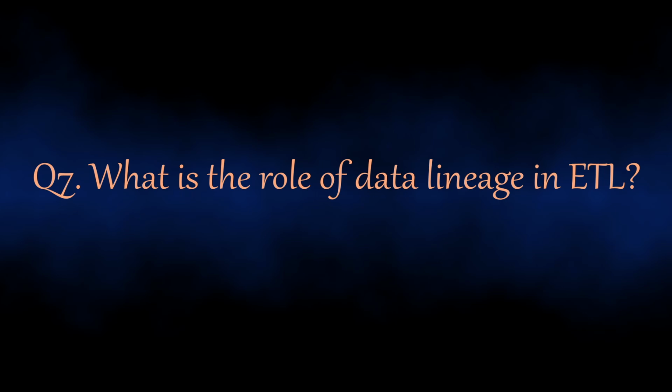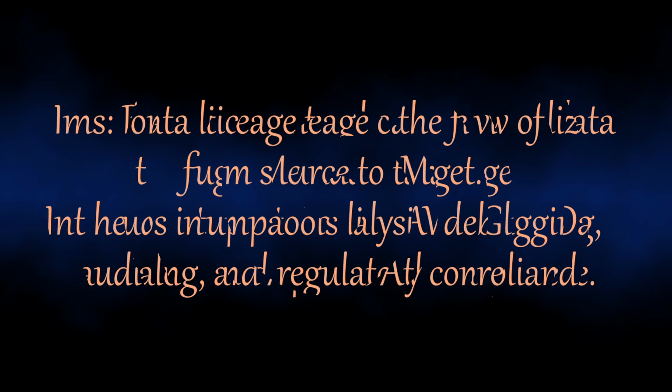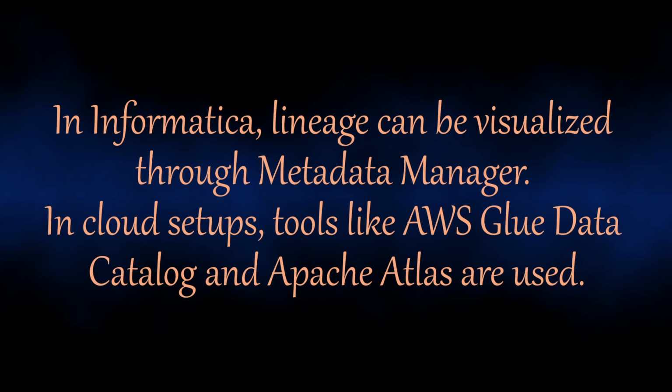Q7. What is the role of data lineage in ETL? Answer. Data lineage tracks the flow of data from source to target. It helps in impact analysis, debugging, auditing, and regulatory compliance. In Informatica, lineage can be visualized through Metadata Manager. In cloud setups, tools like AWS Glue Data Catalog and Apache Atlas are used.